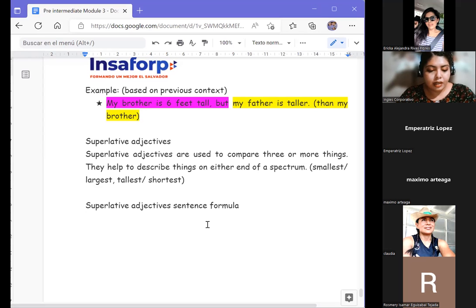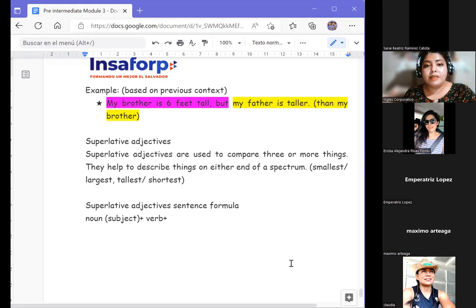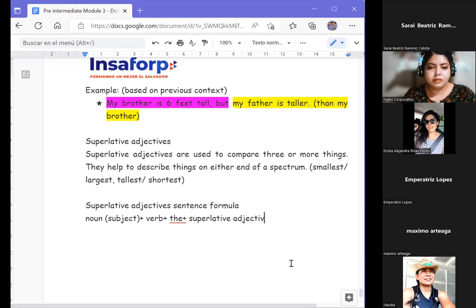So we have noun, that is the subject, plus the verb. In this case, we are not going to use, like in the other structure that we have for the comparative one. In that case, we are going to use the subject, the verb, and then we use the comparative adjective. In this case, we are going to use the noun, that is the subject, plus the verb. And in this case, we are going to add the, this one. And then we are going to use superlative adjective. Plus the second noun, that is the object.